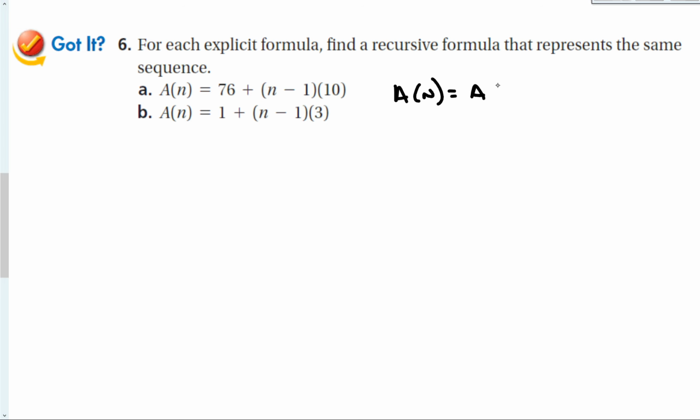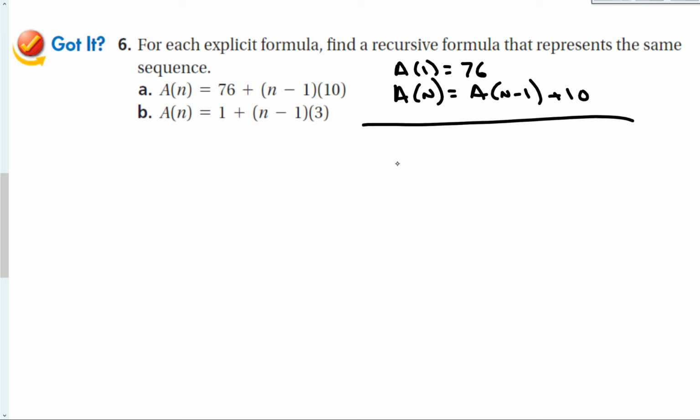All right, so for the last two got it problems here, we have a of n is going to be equal to a of n minus 1 plus 10. And a of 1, I need this for my recursive formula, is 76. For the second one, a of 1 is going to be 1. And to get the next term, we take the previous term and add 3. Okay.